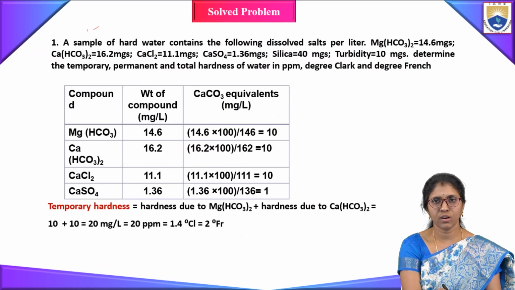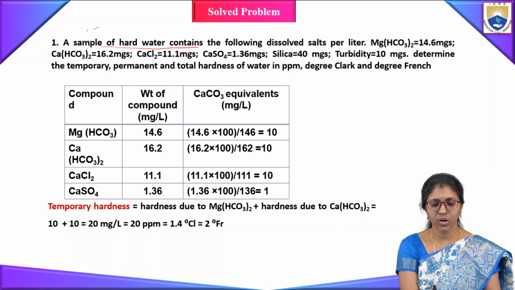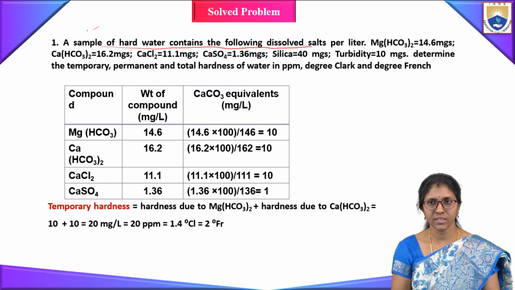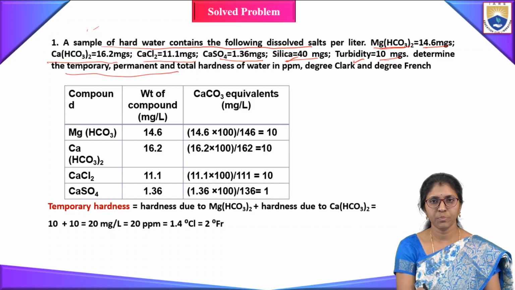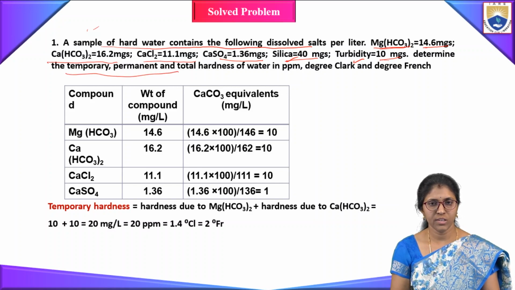Here they have given one solved problem. A sample of hard water contains the following dissolved salts per liter: magnesium bicarbonate 14.6 milligrams, calcium bicarbonate 16.2 milligrams, calcium chloride 11.1 milligrams, calcium sulfate 1.36 milligrams, silica 40 milligrams, turbidity 10 milligrams. We have to determine the temporary, permanent and total hardness of water in ppm, degree Clark and degree French.